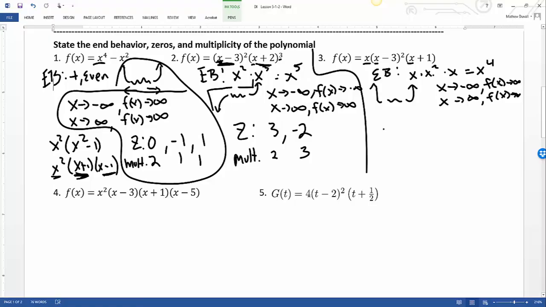Now my zeros, I have 3 of them, so I have to set each one equal to 0. So x equals 0 is 0, x minus 3 equals 0, you're going to get 3. X plus 1 equals 0, you get -1. And so now how many do I have? That's your multiplicity. I only have 1 of x equals 0. I have 2 of the x minus 3 equals 0, and I have 1 of the x plus 1 equals 0.